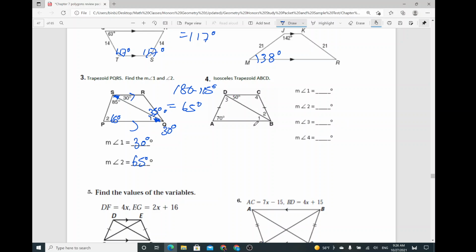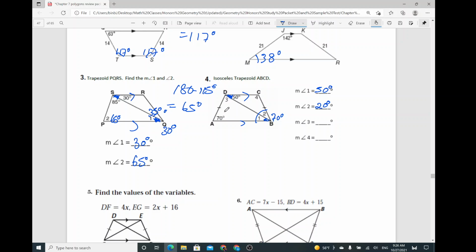Measure of angle 1, similar to what we just did. This one is 50. The measure of this entire angle is 70. So 50, this one's parallel, transversal, so this one is also 50 degrees. Angle 2: 70 minus 50, so you get 20.